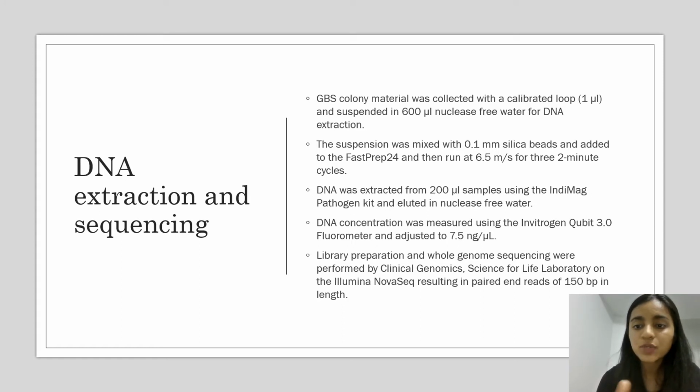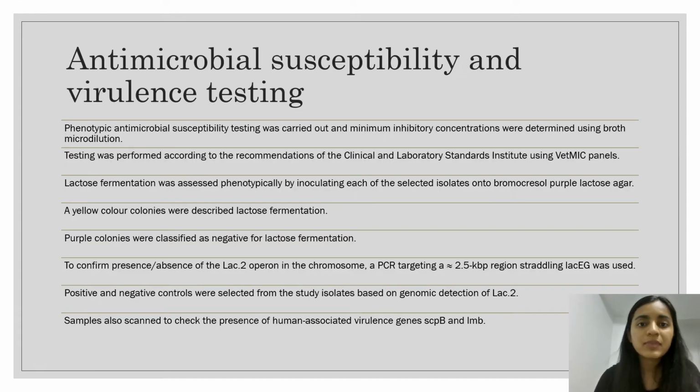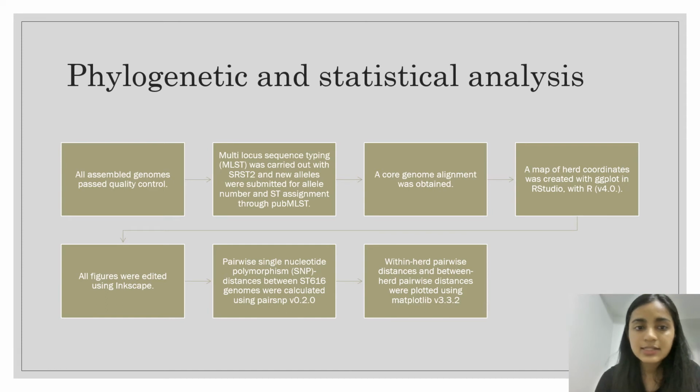DNA concentration was measured using a fluorometer and adjusted to 7.5 nanograms per microliter. Further, antimicrobial susceptibility and virulence testing was conducted, with a PCR targeting the lactose operon for its presence or absence. After that, phylogenetic and statistical analysis. What comes in this? All the assembled genomes went through new alleles and were submitted for allele number and ST assignment. A core genome alignment was obtained. A map of herd coordinates, you can see in this flow chart.